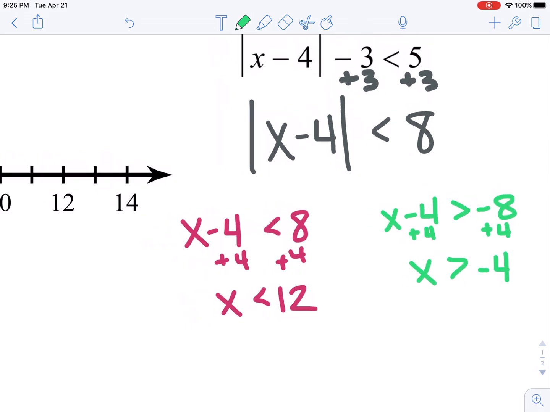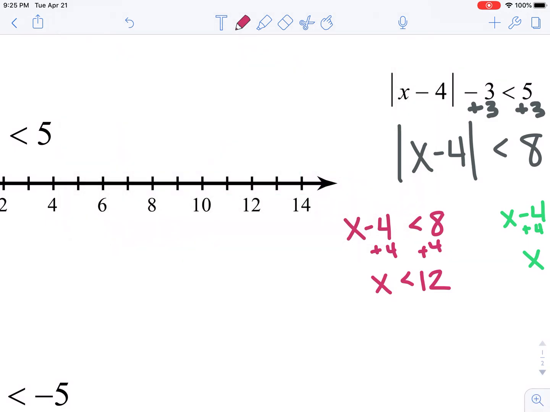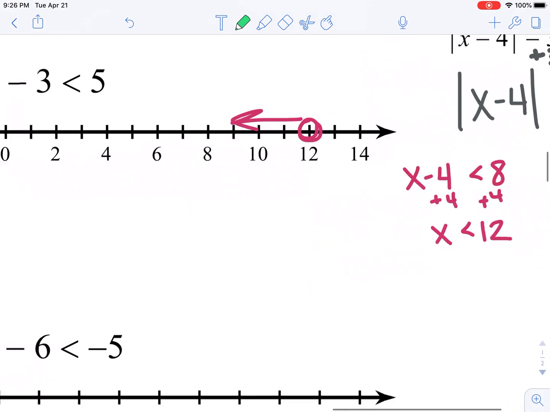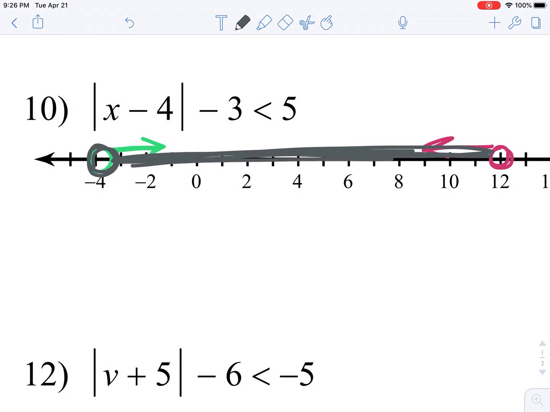Now when we come over here to graph our solution, I'm going to start with my pink half. Remember, there's no equal to line, which means you need to use the open dot. So x is less than 12 in this direction. Now my green solution, once again, open dot on the negative 4, but it is this direction that makes values greater than negative 4. So my solution is all of these numbers in between negative 4 and 12 will make this inequality true.